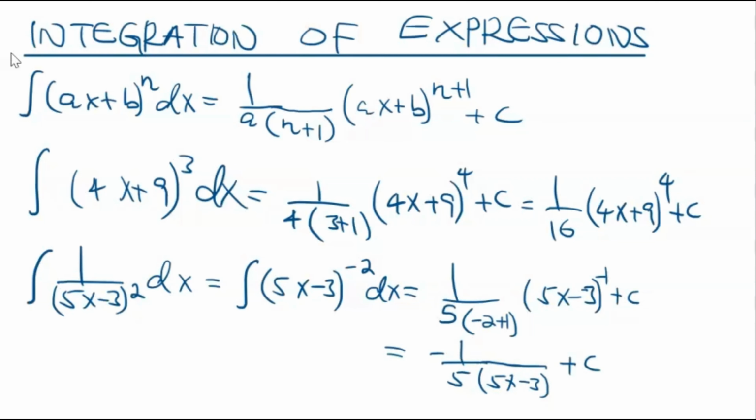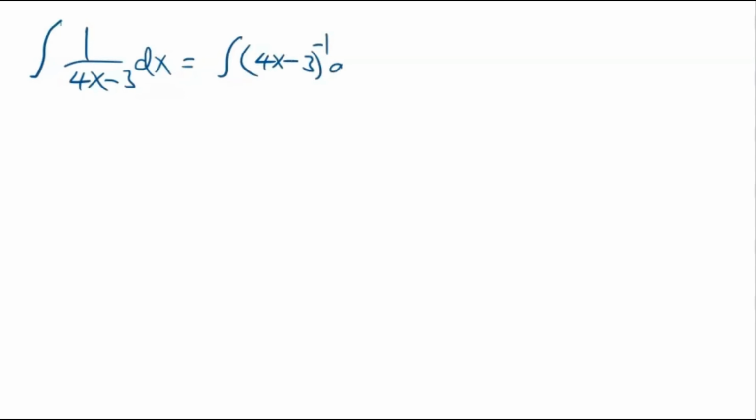So if the n value is negative 1, what do we do? That's what I'm going to show you next. If the n value is negative 1, let's say we have, so if I rewrite this as that, we can use the formula. So what do we do? In this case, we use a natural log. The integration of this becomes a natural log.